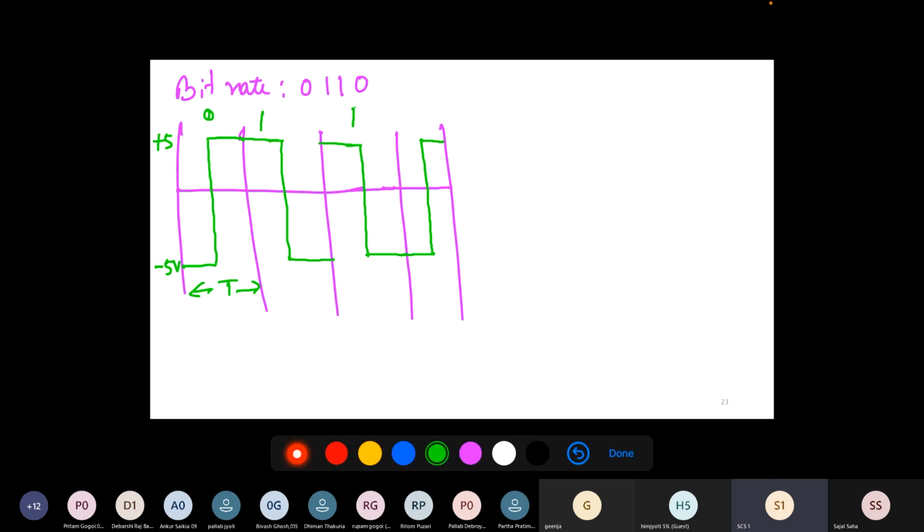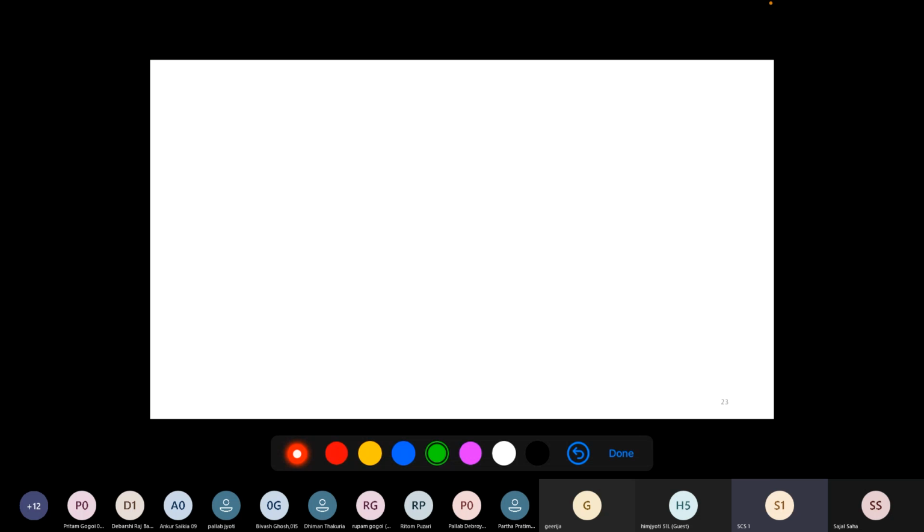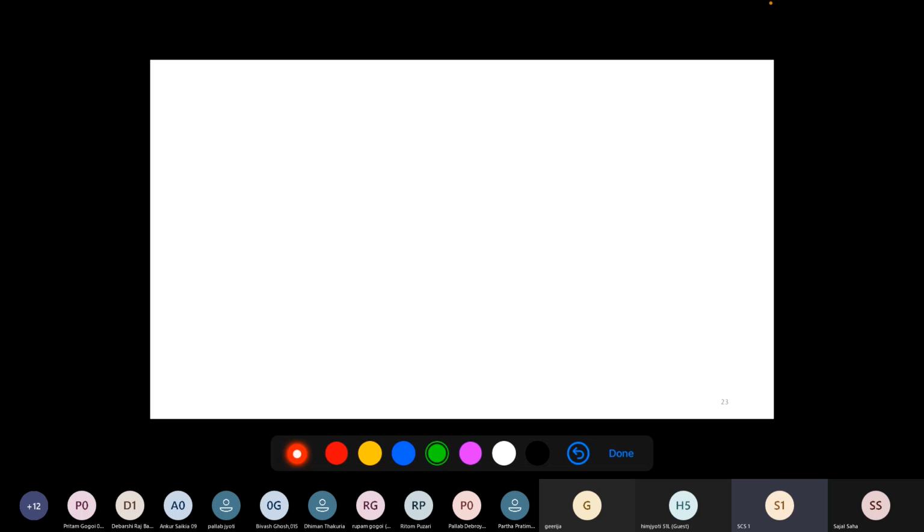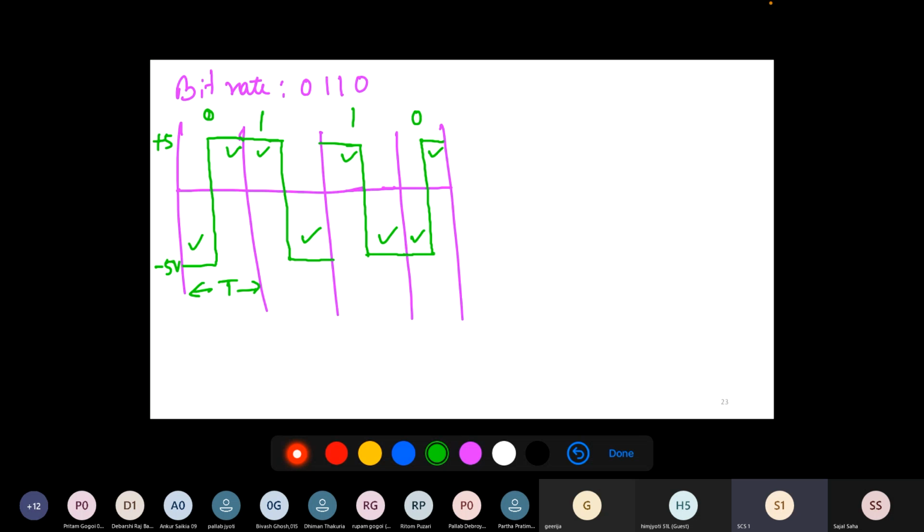8. Now, this is the first signal, this is the second signal, this is the third signal, this is the fourth signal, this is the fifth signal. Sorry, 1, 2, 3, 4, 5, 6, 7, and then 8. Total 8 signals are required to represent the entire bit. So in this case, my baud rate is how much? 8. My baud rate is 8. Now my baud rate is double my bit rate.